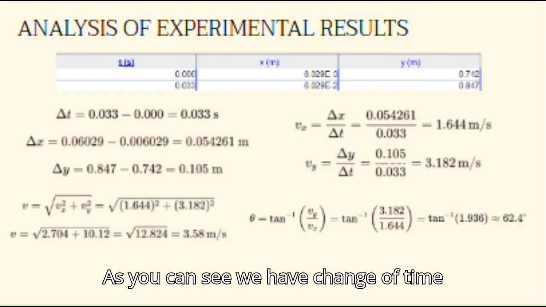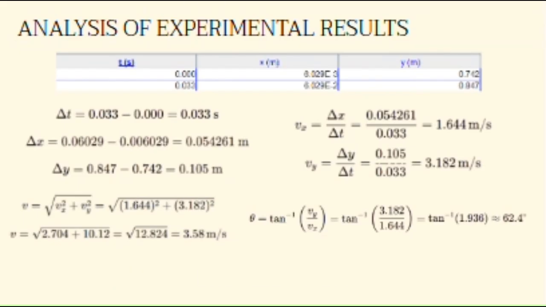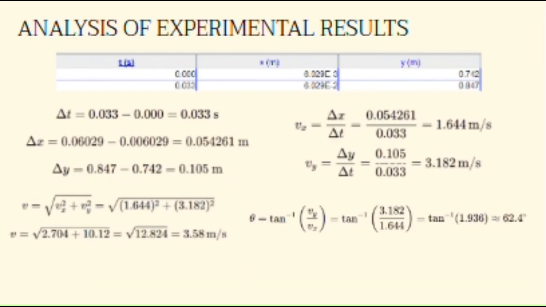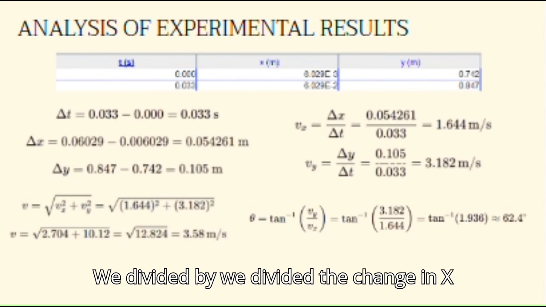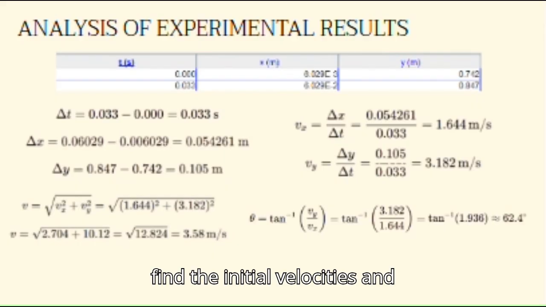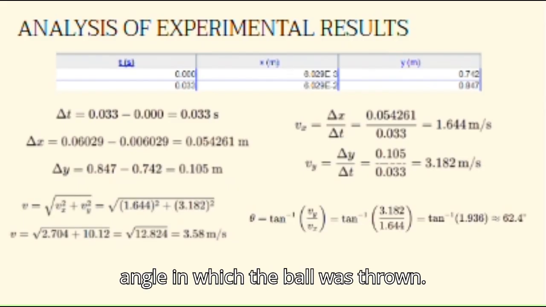As you can see, we have a change in time of 0.033 seconds. Change in x, we have 0.05 meters as a change. And then change in y, we have 0.105 meters. We divided the change in x and change in y by the change in time to find the initial velocities. And we also found the angle at which the ball was thrown.